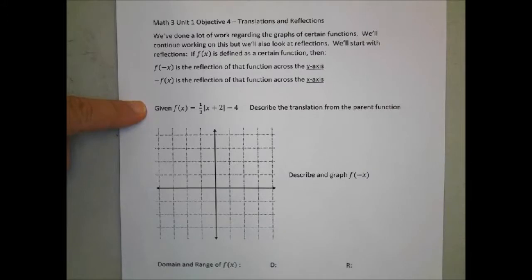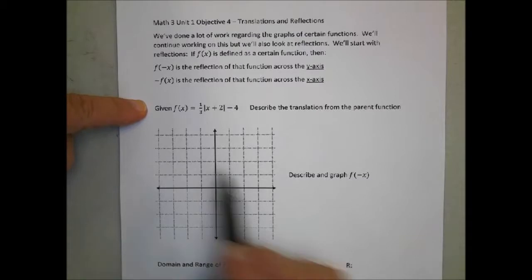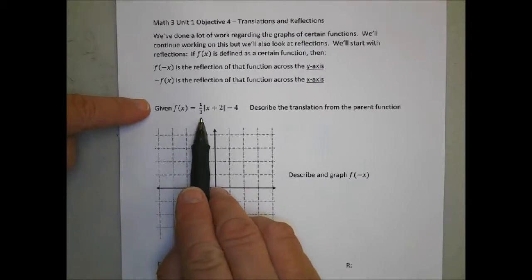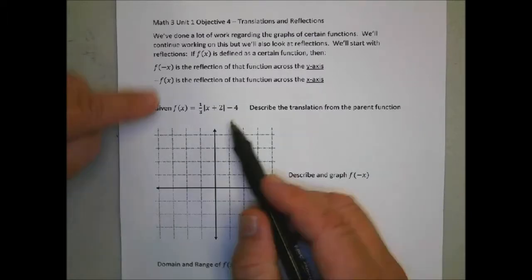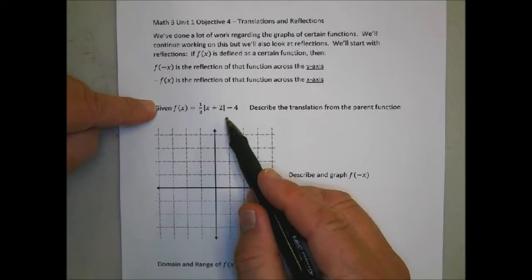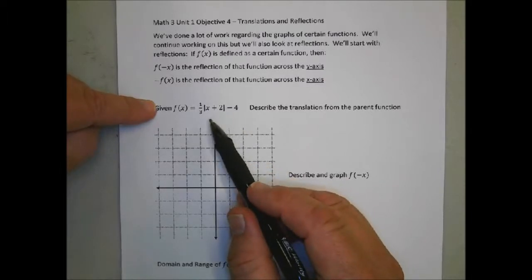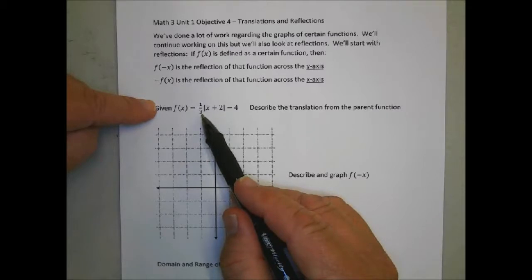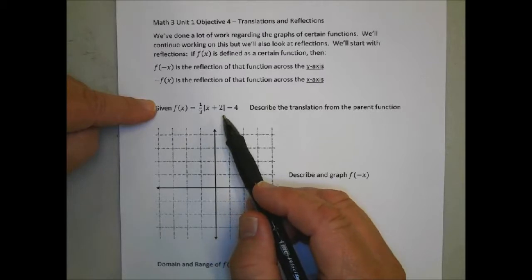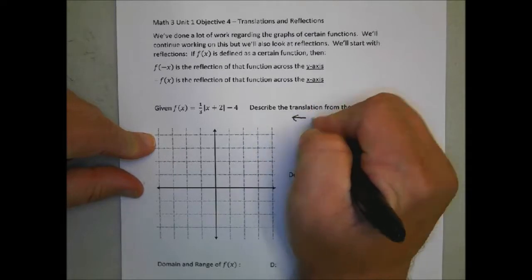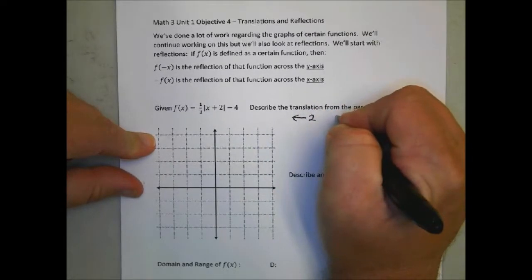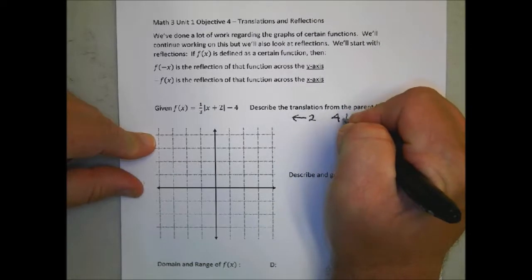But before you can reflect something, you have to know what you are dealing with in the first place. So we're going to start off with a function f of x equals 1/3 absolute value of x plus 2, minus 4. Now, from the characteristics of this graph, we know it's going to be a V, and we know it's going to be an upward V because the slope is positive 1/3. But how is it different from the parent graph? Well, the equation tells us it's been shifted 2 units to the left and 4 units down.